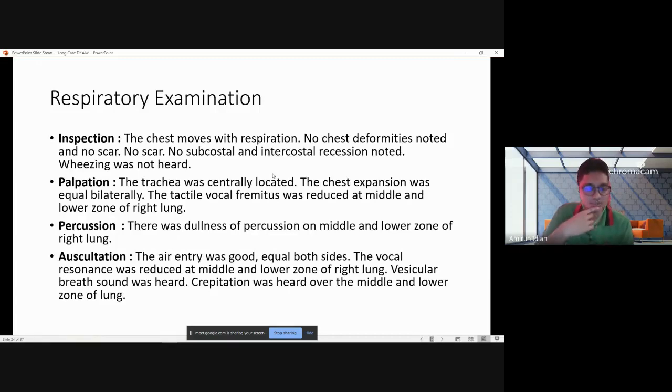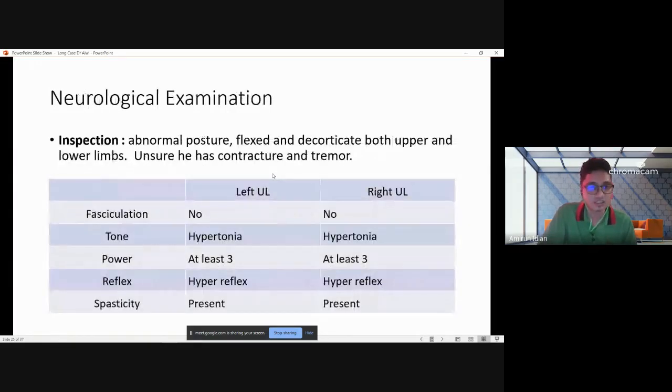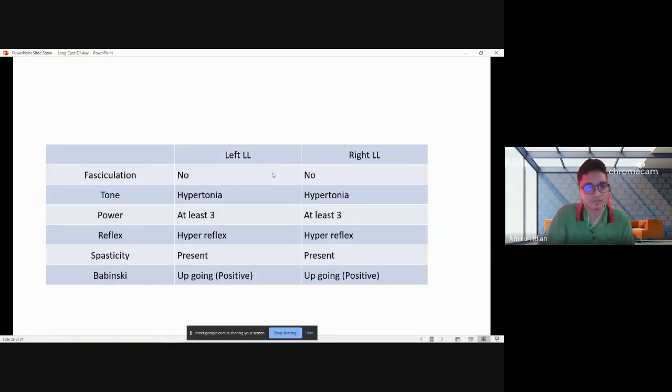For neurological examination, because the patient has cerebral palsy, on inspection there was abnormal posture, flexed and also decorticate posture of the upper and lower limbs. However, unsure whether she has contracture or tremor. For upper limb examination, there is hypertonia of both upper limbs with power at least 3, and there is hyperreflexia and also presence of spasticity. Same with the lower limb, with hypertonia, power grade of at least 3, hyperreflexia, and also presence of spasticity and Babinski sign.